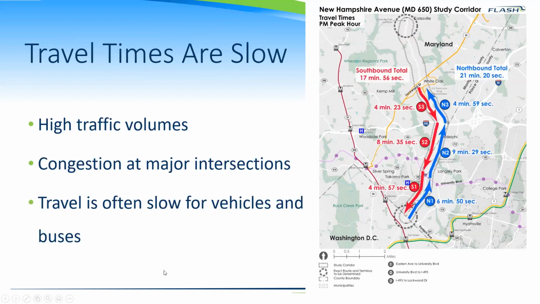Travel times are slow in the corridor. There are high traffic volumes, in particular around the Beltway. There's a high level of congestion at major intersections, and travel is often slow for both vehicles and buses. For many portions of the day, the buses are well below 10 miles per hour, and even vehicle traffic averages out at barely above that, at an average of about 15 miles per hour.